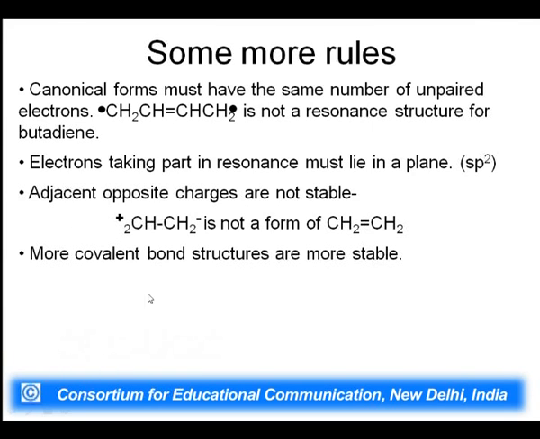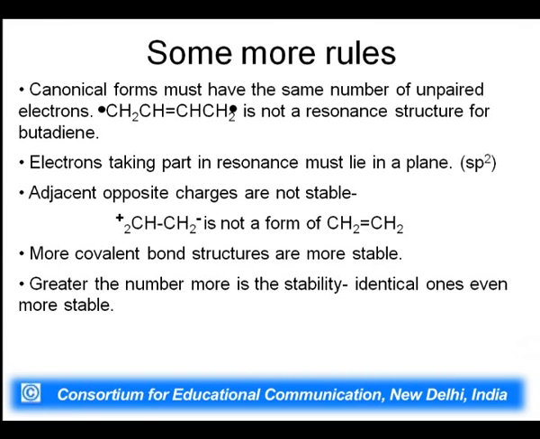So, greater the number of covalent bonds, as in case of benzene there is no charge, it is a non-polar structure, both of them, so they are more stable. Greater the number, this is the most important point you will be using again and again, whichever chemistry part you are doing, organic chemistry part, you would be using this rule. Greater the number of resonating structures, more is the stability of the resonance hybrid. Identical ones are even more stable.